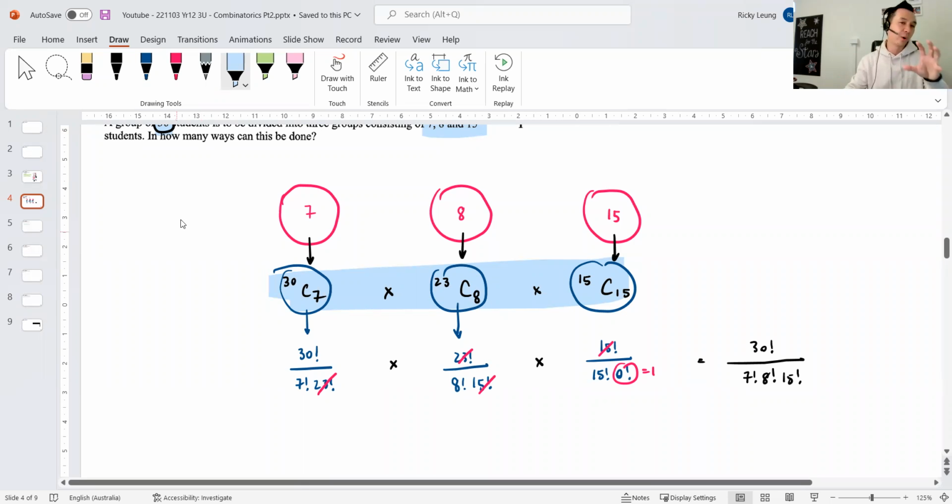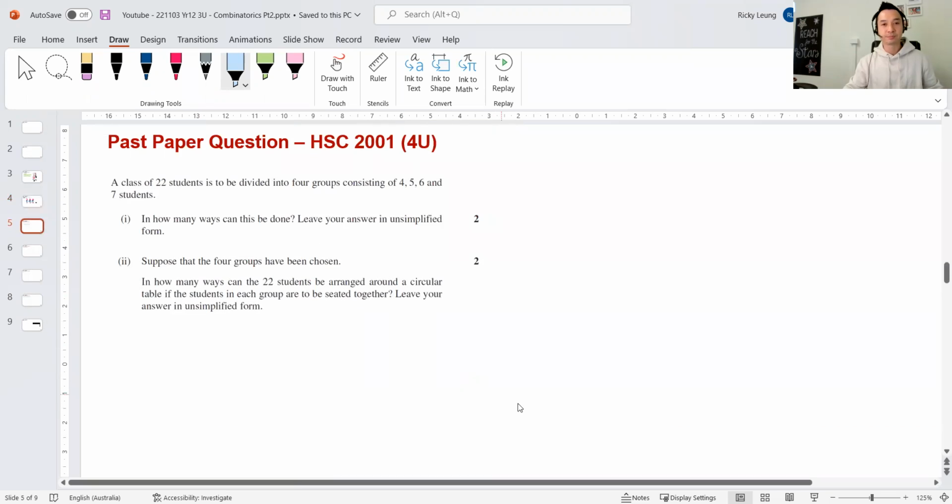All right, let's do another one of these, similar concept, right? But in another HSC 4-unit context, right? Check this out. 2001 4-unit. So this first question is very similar. In fact, it's exactly identical. From a class of 22 students, subdivided into 4, 5, 6, 7, how many ways can it be done, right? The 22 students, 4, 5, 6, 7.